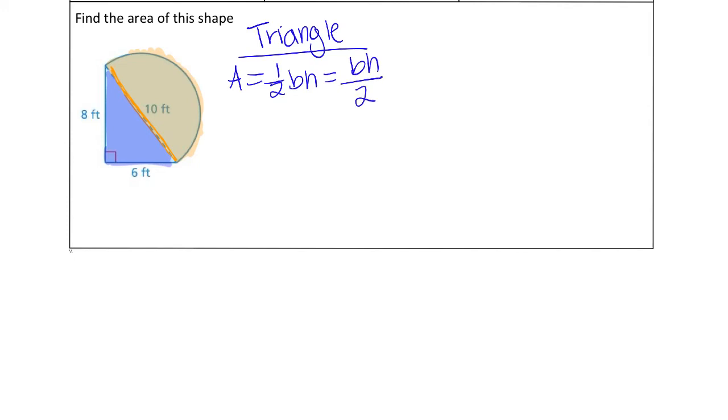Then I fill in what I know. My base and my height of a triangle meet at this 90-degree angle, so 6 and 8 are my base and my height. So this is 6 times 8 divided by 2. Then I multiply. 6 times 8 is 48, divided by 2, just 24.